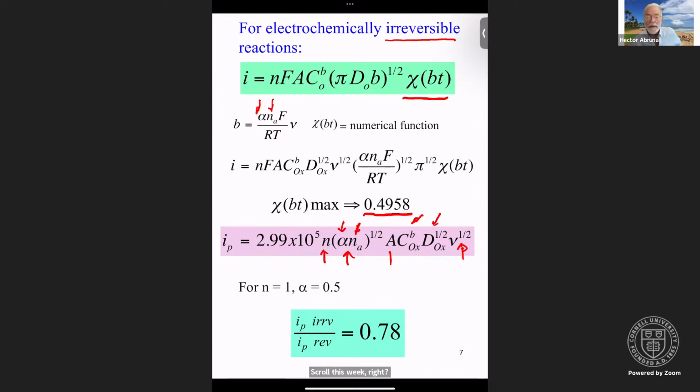If we compare a system that, or two systems that exchange one electron, we compare the responses for a reversible versus irreversible case. If we assume in the irreversible case that alpha equals 0.5, then the ratio of peak currents for the irreversible to the reversible will be 0.78, meaning the peak current for an electrochemically irreversible process is 78% of the value of an equivalent reversible process.